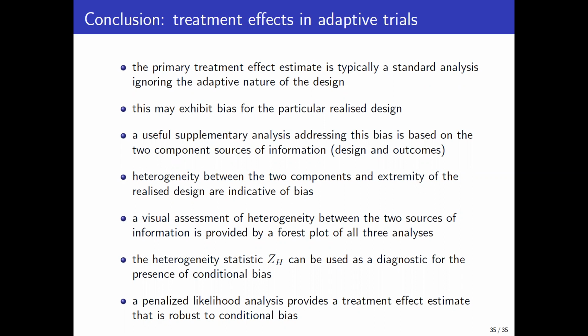So I'm not suggesting that we turn that on its head. But I think that as a supplementary analysis, presenting the forest plot representation of the three estimates, and then potentially also the penalized estimate, which is then essentially a fourth estimate, just gives us information about whether that particular realised design is susceptible to conditional bias. So I'm not saying replace the typical approach, but use it as essentially a way to explore the susceptibility to conditional bias.